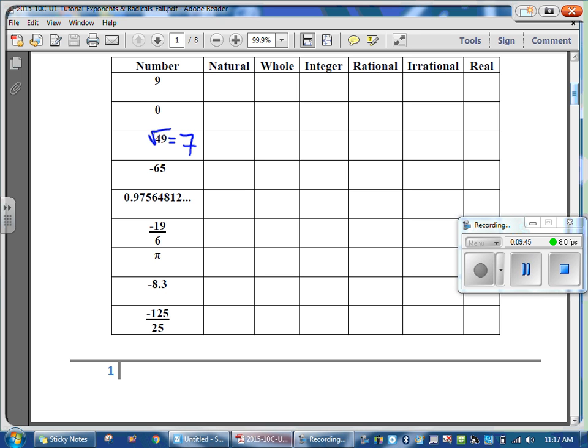Well, the 7 is a counting number. So it's going to fit in the naturals. And if it's in that baby box, it's in all the bigger blocks above it that it fits into. But remember, if something is rational, it can't be irrational. So you're never going to check those two boxes together ever, ever. And everything is a real number. Absolutely everything.